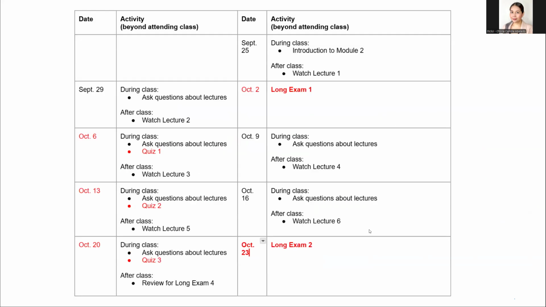Once again, for this coming Thursday, October 2, we will be having your long exam for Module 1. And then on Monday next week, October 6, we will be discussing hopefully lectures 1 and 2 if you have any questions about it. Basically, quiz 1 is dependent on you having watched lectures 1 and 2. I hope you can prepare for those upcoming assessments. Before we close today's session, any questions or points of clarification regarding our lessons for today and also the lecture 1 video?